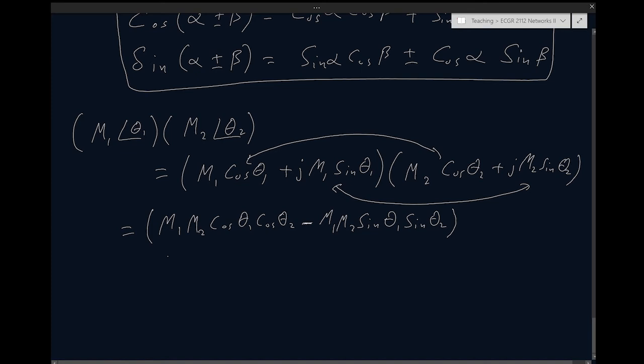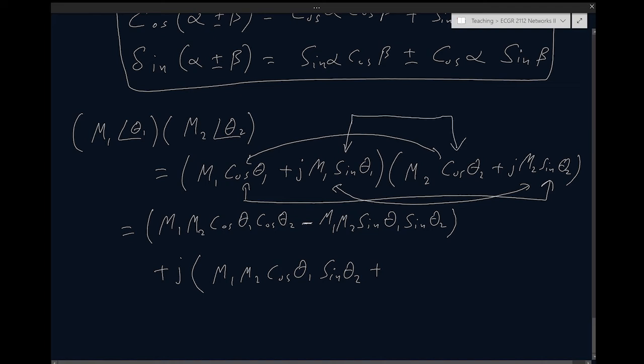Okay, and then let me take the imaginary part. Imaginary part will come from this term multiplied by this term. So this is going to be M1 M2 cosine theta 1. Is that right? No, that's wrong. Sorry. The imaginary part is going to be from this part times this part, so M1 M2 cosine theta 1 sine theta 2, right? Plus the other imaginary component, which comes from this part times this part: M1 M2 sine theta 1 cosine theta 2.